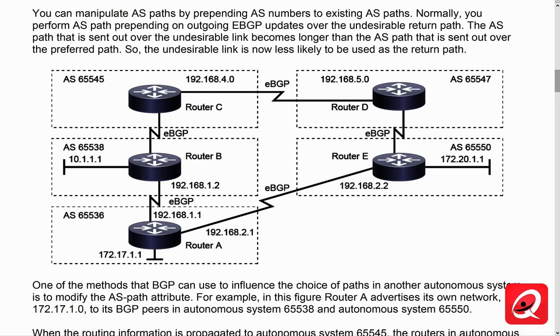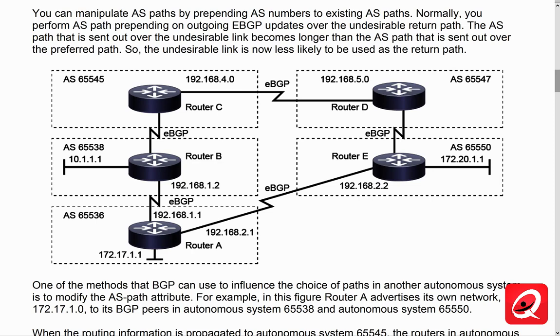In this case, we wouldn't be using weight or local preference or origin to be able to identify the best route. We would ultimately be going up to step number 4, which is the AS path. And that's how we would decide to get to that destination. All right. When the routing information gets propagated from one autonomous system to the next, we'll go through the example that they have here in the book.